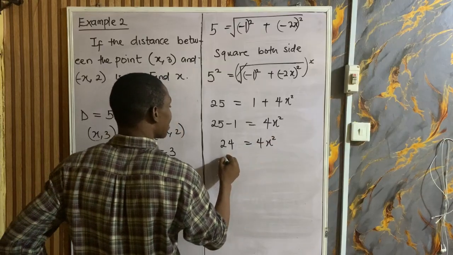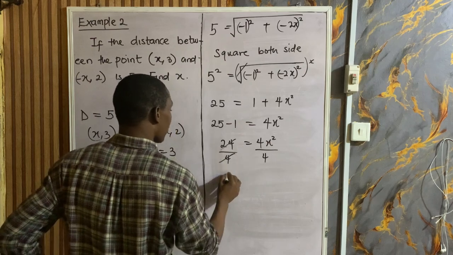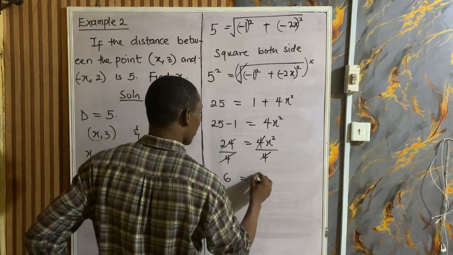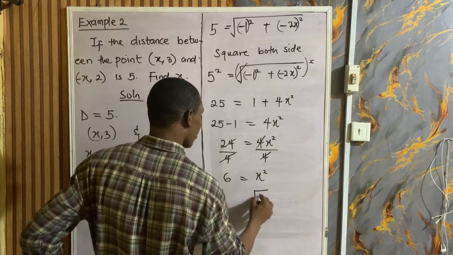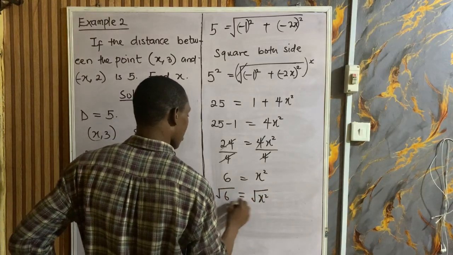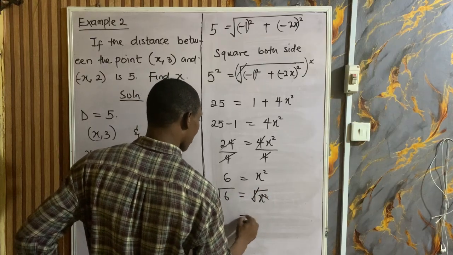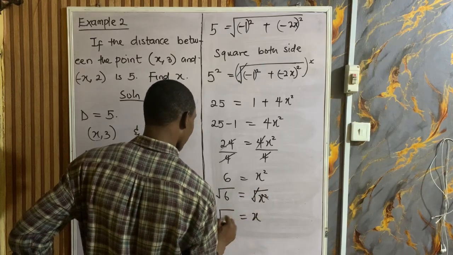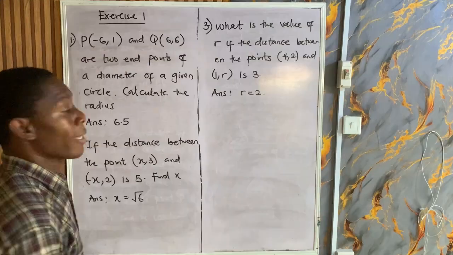And that will give us 24 is equal to 4x squared. Now dividing both sides by 4. So this is divided by 4, and this is divided by 4. This will give us 6, and this will give us x squared. Then take the square root of both sides. So square root of x squared is equal to square root of 6. So the square will cancel the square root. So we're left with x is equal to square root of 6. That's the answer for this question.